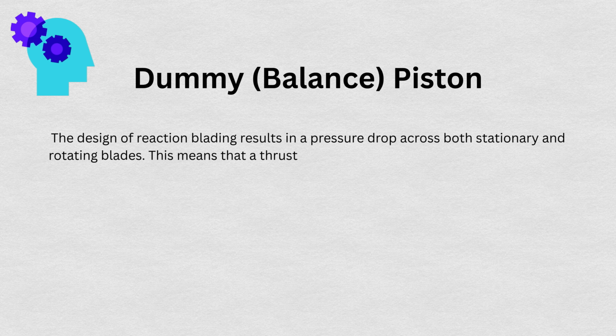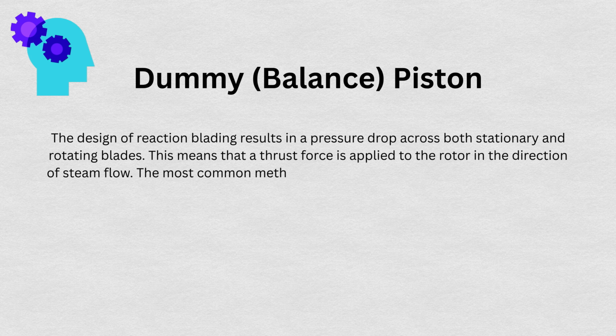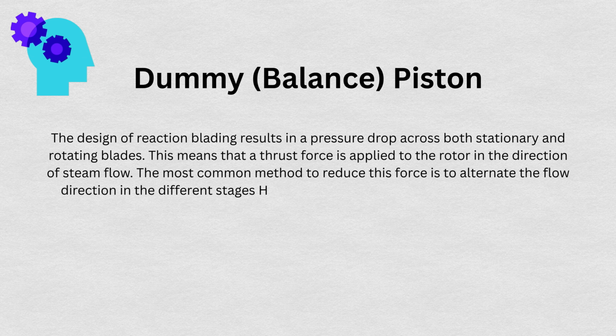The design of reaction blading results in a pressure drop across both stationary and rotating blades. This means that a thrust force is applied to the rotor in the direction of steam flow. The most common method to reduce this force is to alternate the flow direction in the different stages HP, IP, LP and to use a dummy or balance piston.